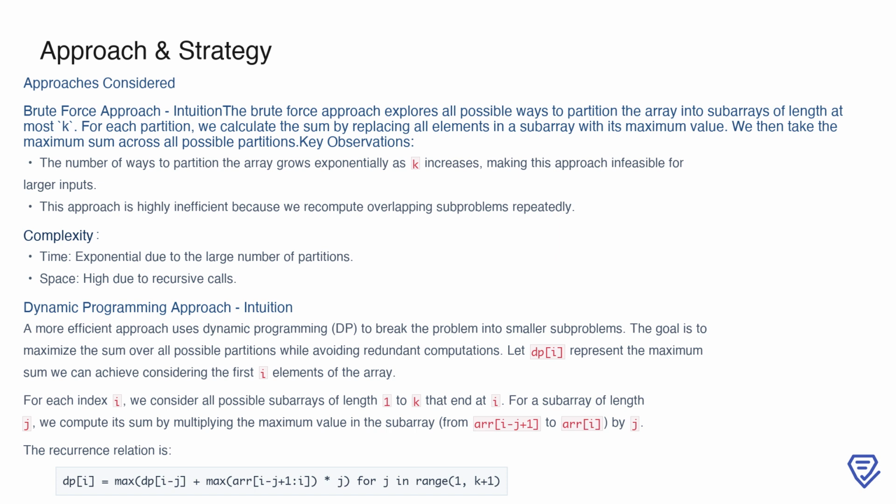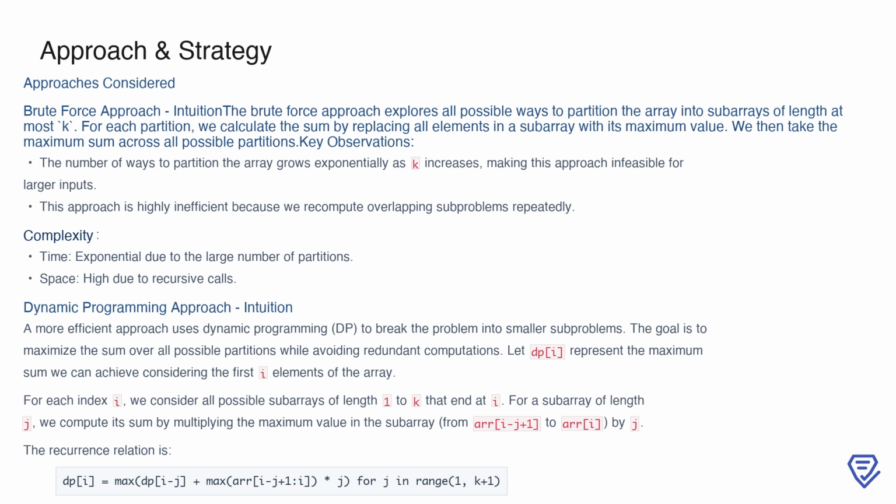Next, we explore the dynamic programming approach, which offers a more structured and efficient solution. The key idea is to break the problem into smaller subproblems and use a bottom-up strategy to avoid redundant computations. We define dp[i] as the maximum sum achievable considering the first i elements of the array. For each index i, we examine all possible subarrays of length 1 to k that end at i. For a subarray of length j, its contribution to the sum is calculated by multiplying the maximum value in the subarray by j.